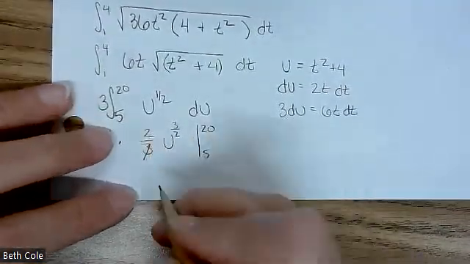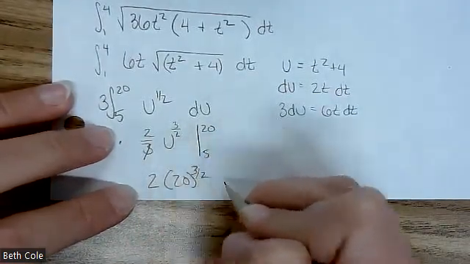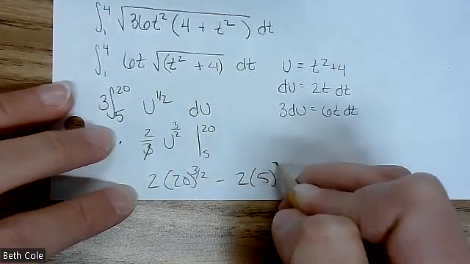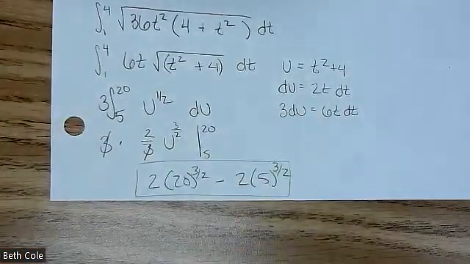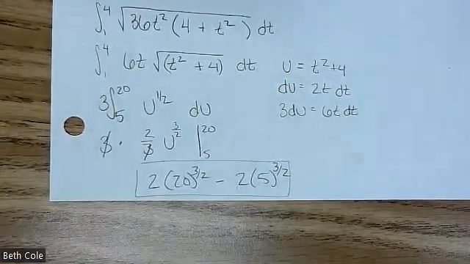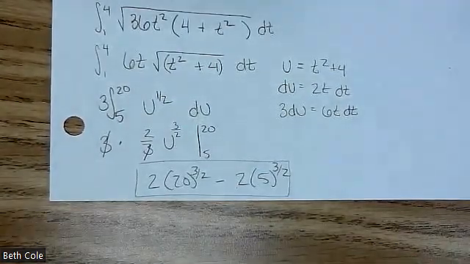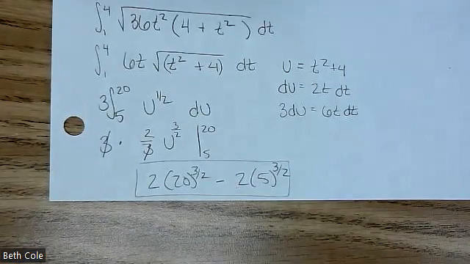So 2 times 20 to the 3/2 minus 2 times 5 to the 3/2, whatever that is. But that's some number. If you could type in a calculator, you would get some number, and that number represents the length of the curve from 1 to 4. Or you can think of that like a total distance traveled.